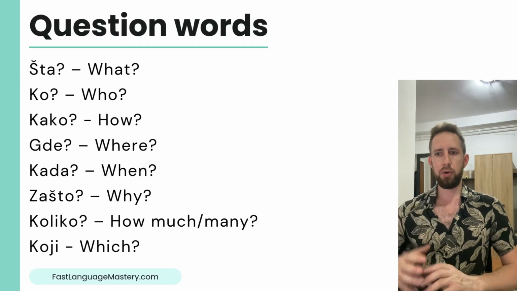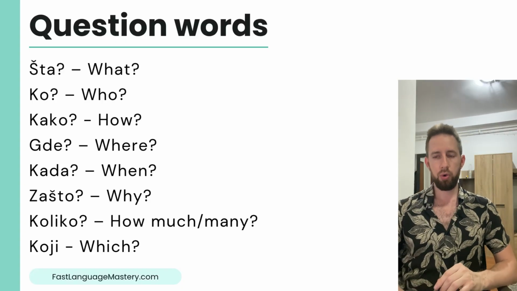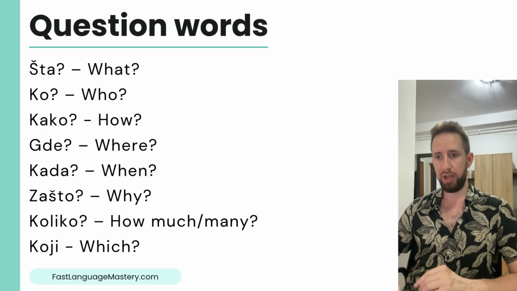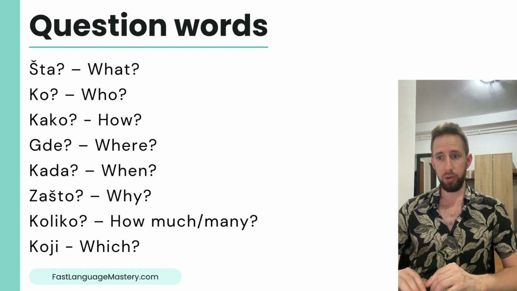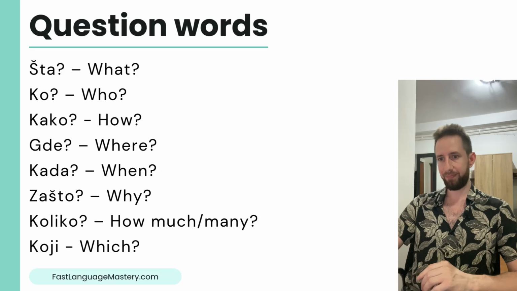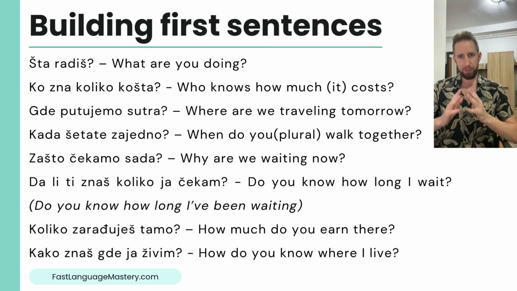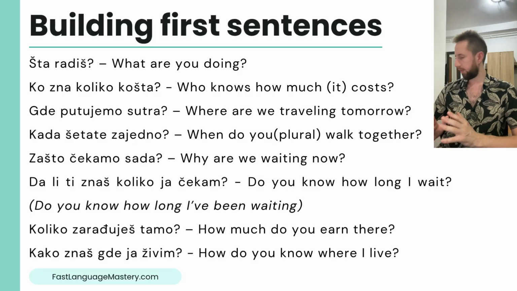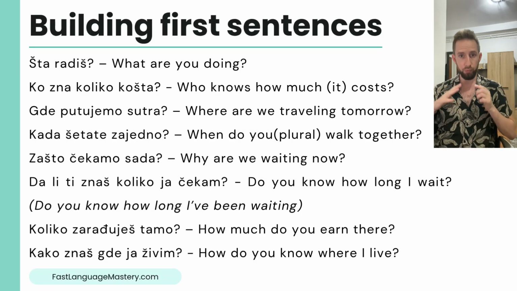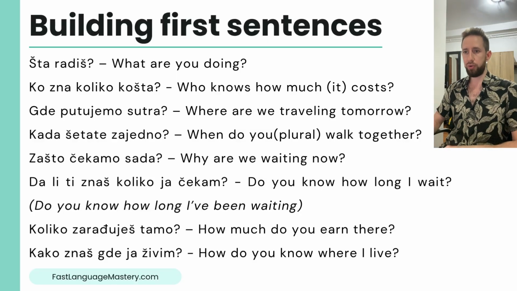And here are the question words. Šta? What? Ko? Who? Kako? How? Gde? Where? Kada? When? Zašto? Why? Koliko? How much or how many? Koji? Which? And let's build the first sentences with the words which we learned before and a few new words. Okay, šta radiš? What are you doing?